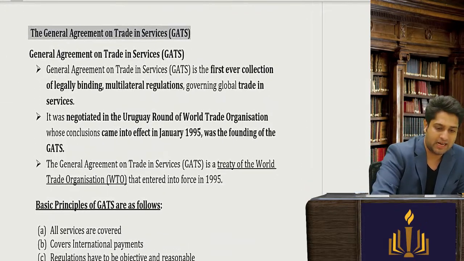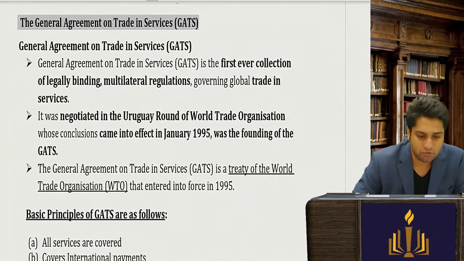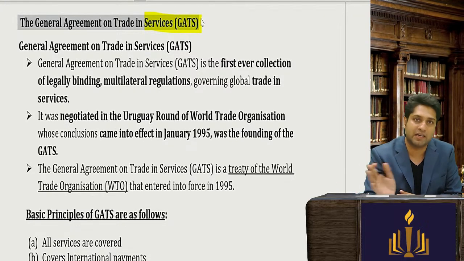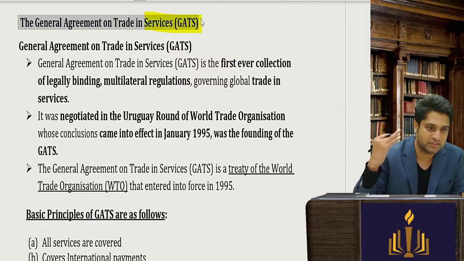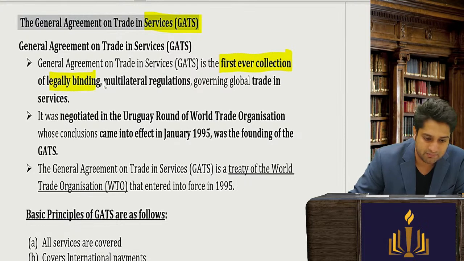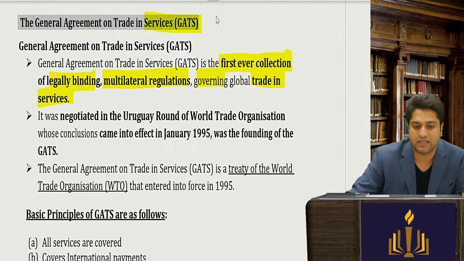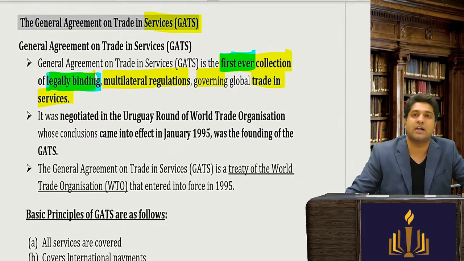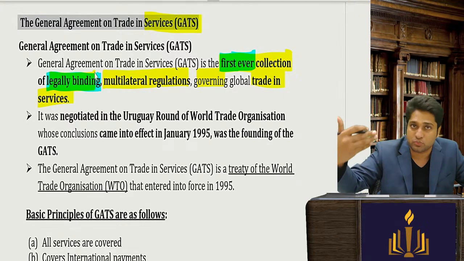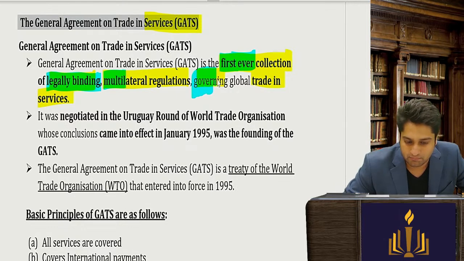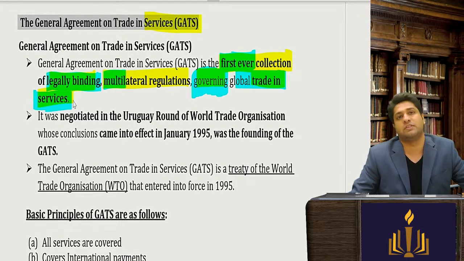Now, let's see about GATS in a little detail. First thing, we know that GATS is an agreement. It's a general agreement between the countries to deal in services globally. So this is the first ever collection of legally binding multilateral regulations governing trade in services. Simple line is, it is the first. I told you before this there was nothing about services. So it is the first ever legally binding. So countries, when they sign the GATS, are legally bound, and this is not just one country, all multilateral, multiple countries are bound, governed by the rules of GATS, saying that they can globally trade in services.